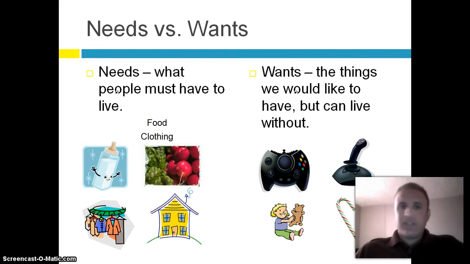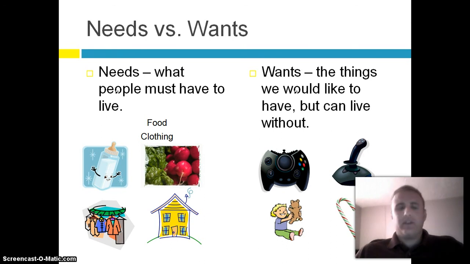As you see, they're basic definitions. A need is what people must have to live. I included some ideas behind there. Some of you may have small brothers and sisters that just got done taking a bottle. Clothes we need. Shelter we need, homes. And then food as well.